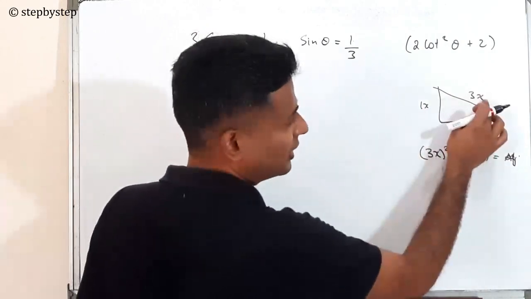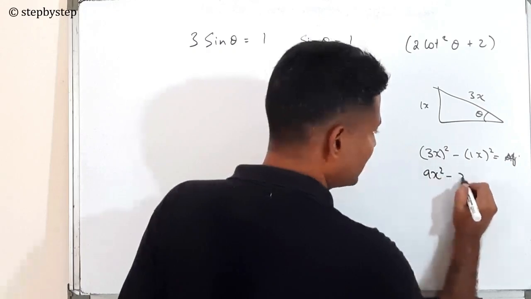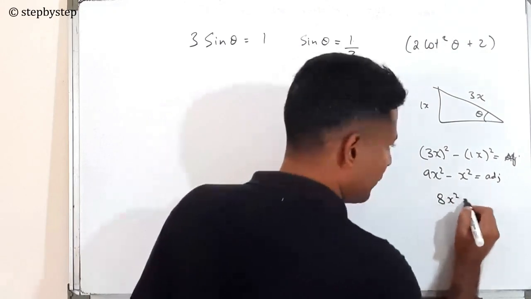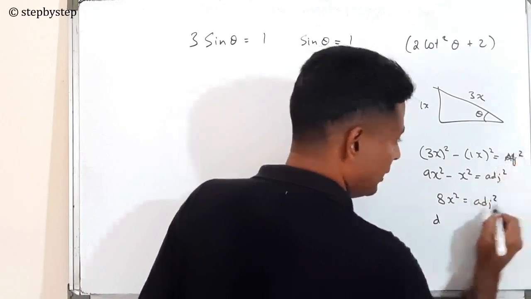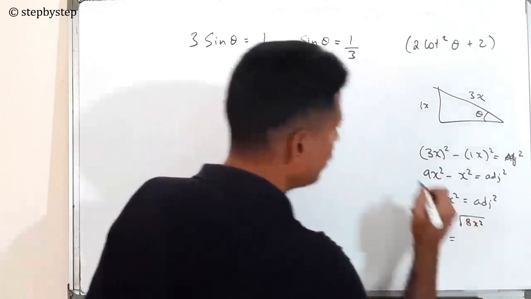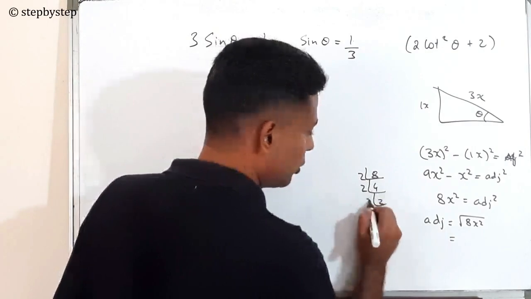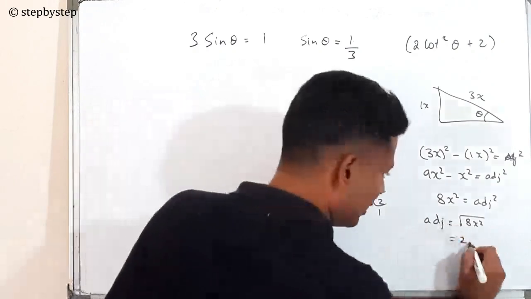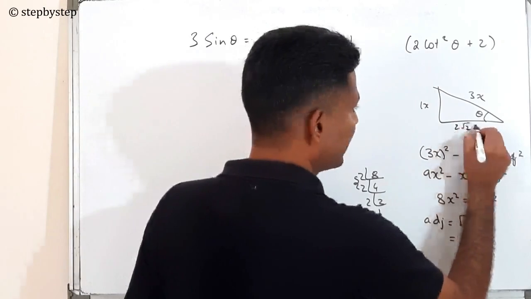This square plus this square equal to this square. So this square minus this square will be this square. So we get 9x square minus x square equal to adjacent side square, right? So we get 8x square equal to adjacent side square. So adjacent side will be root of 8x square. Now root of 8 we have to simplify. So 8, 2s are 4, 2s are 2, 2s are 1. So these two 2's will come out and 1 2 will remain inside. So it will be 2 root 2 x. So adjacent side will be 2 root 2 x.